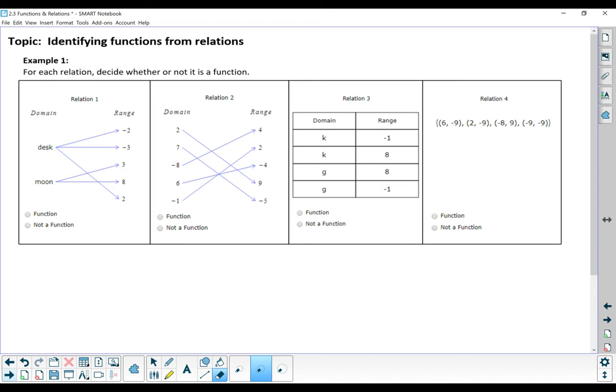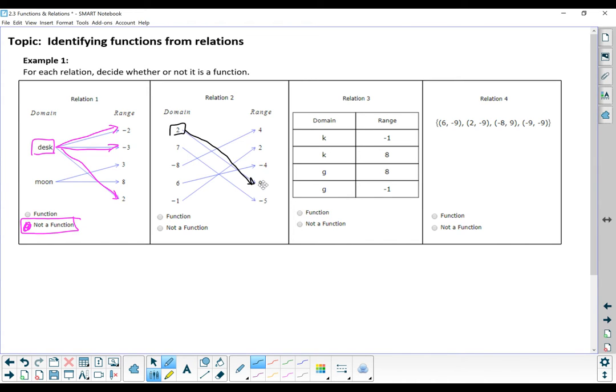So your first topic in section 2.3 is to identify functions when you're given a bunch of different relations. So I have 4 relations here. The first 2 shown are mappings, and then we've got a table and a list of points for our 4th relation. So we just need to decide function or not a function. Because our input is associated with more than one output, this one is not a function. But on the second mapping, since each of these domain values is only associated with one range value, this one would be a function.